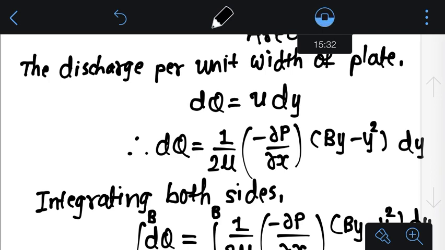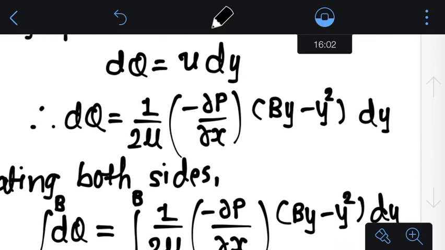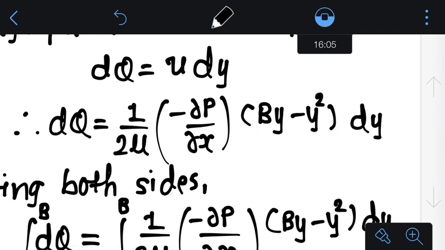Because we have assumed that this small discharge dq is passing through a strip of width dy, as we have seen in the last video for viscous flow through a circular pipe, where we considered that the discharge was passing through a small circular concentric ring of thickness dr. So in a similar way, we have considered that the discharge is passing through a strip of width dy. So we need to obtain discharge first of all to get the average velocity.